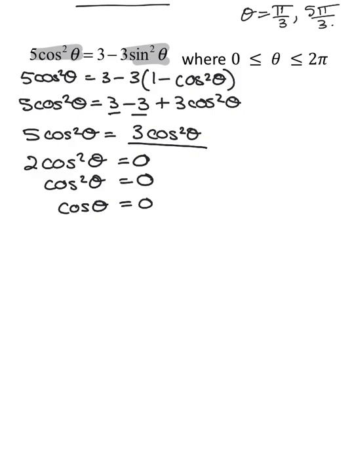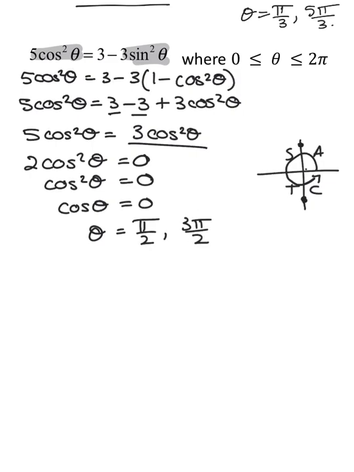Now, I'm looking for all the angles between 0 and 2 pi, where cos is 0. So that's there and here. So theta equals pi over 2 or 3 pi over 2 because I'm working in radians.